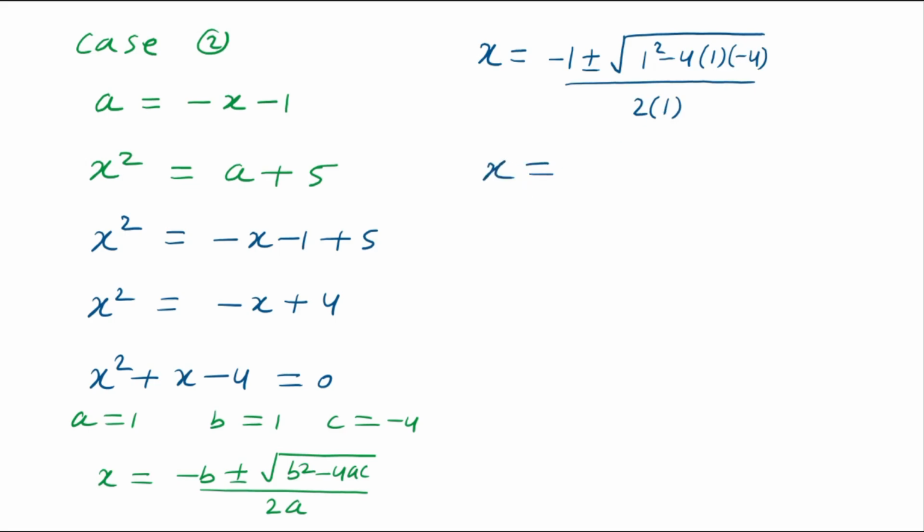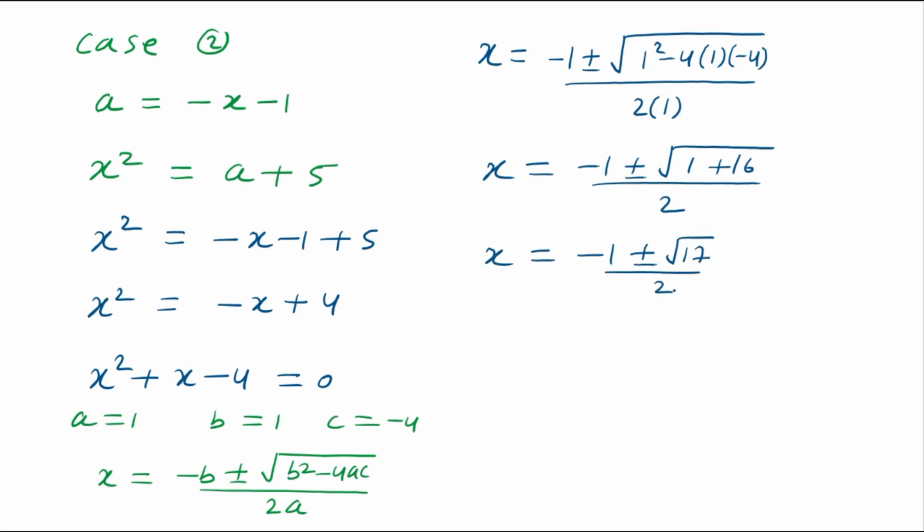Then x is equal to −1 plus minus the square root of 1² is 1, minus 4 times −4 is 16, divided by 2. Then x is equal to −1 plus minus the square root of 17, divided by 2. Here we have two values of x. x is equal to −1 plus the square root of 17, over 2. And here x is equal to −1 minus the square root of 17, divided by 2.